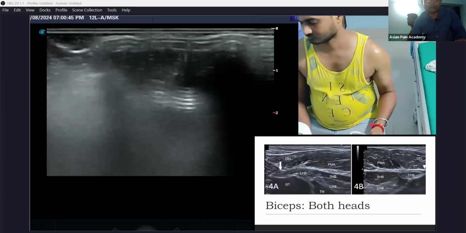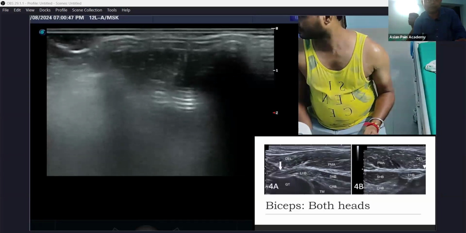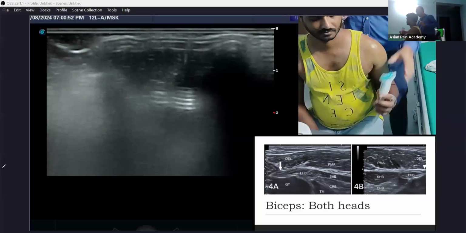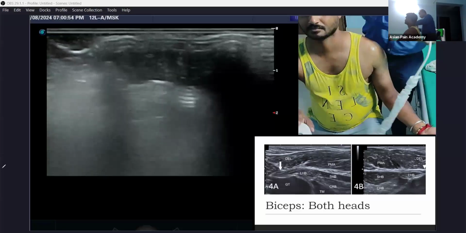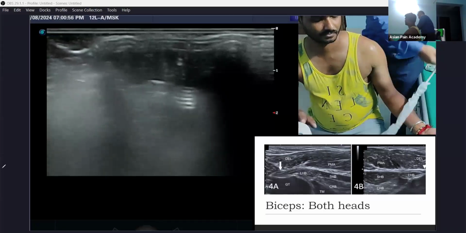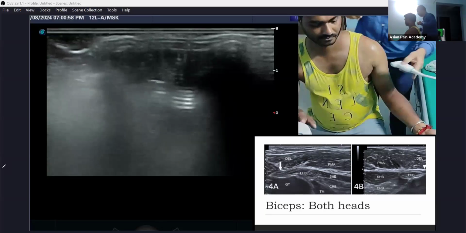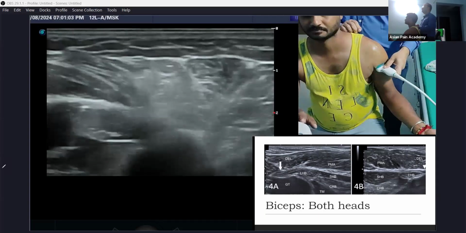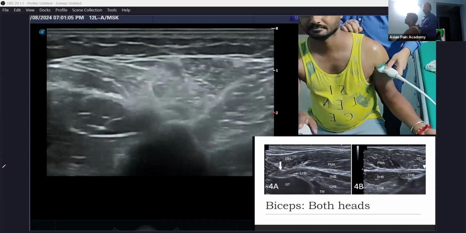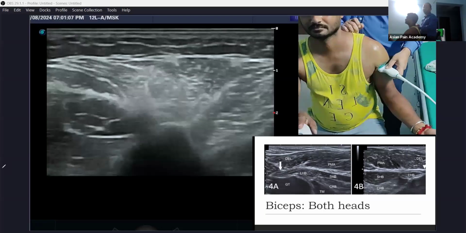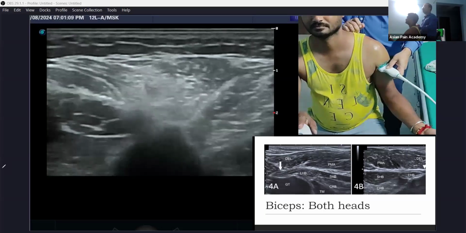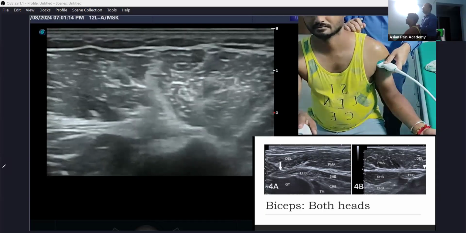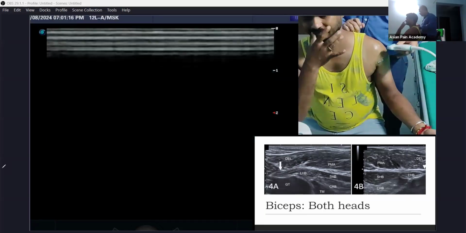Now, as I am showing you the biceps tendon, long head, I have to show you the short head also. So where is the short head? Let us bring this picture. So what is this picture? This is the tendon of pectoralis major. So how will we see?